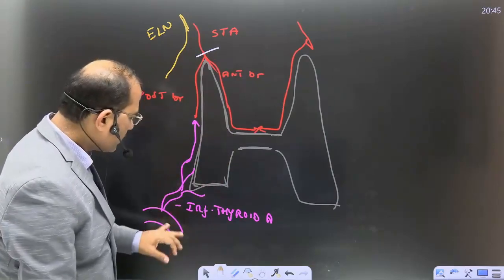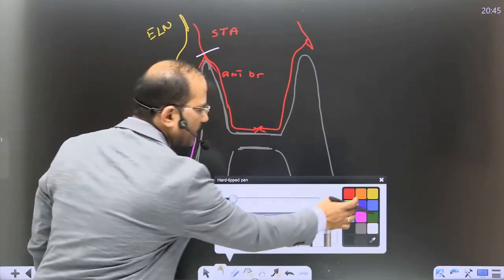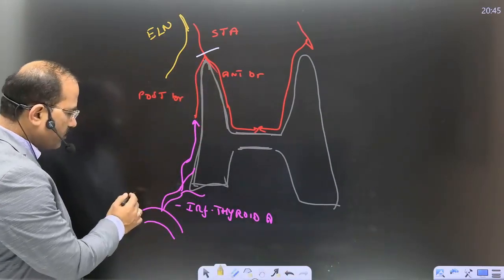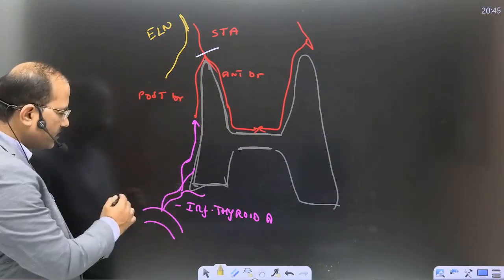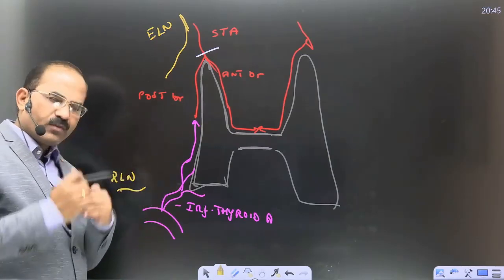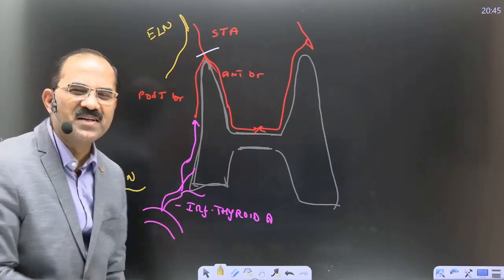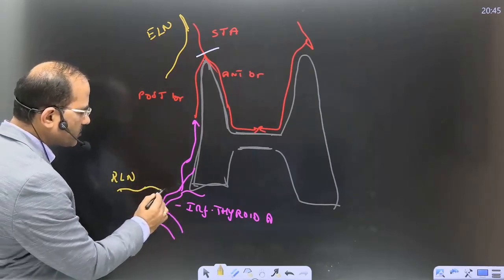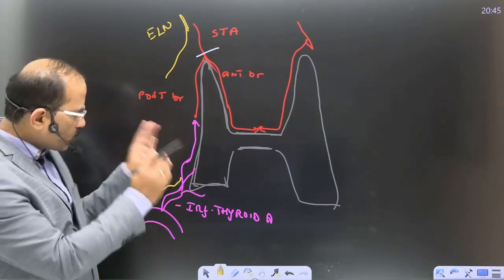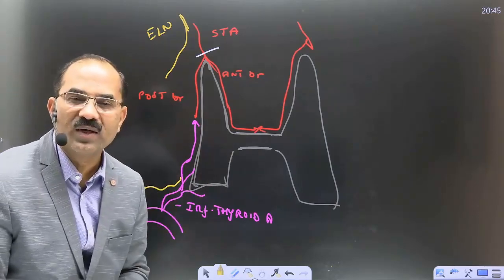And there's a nerve which goes with the inferior thyroid artery. What is this nerve? That's the recurrent laryngeal nerve. Now, as we go away from the gland, the recurrent laryngeal nerve and the artery are far away from each other. As we come close to the gland, the recurrent laryngeal nerve comes very close to the inferior thyroid artery.